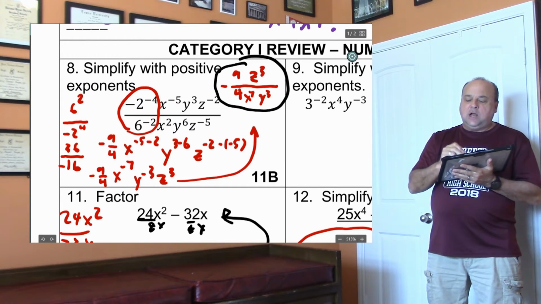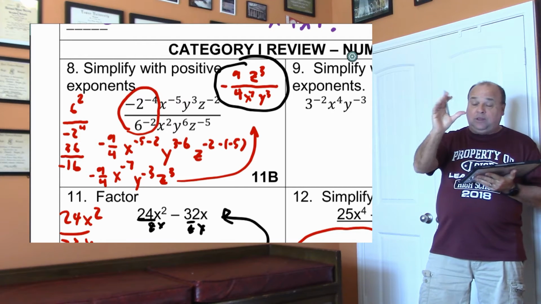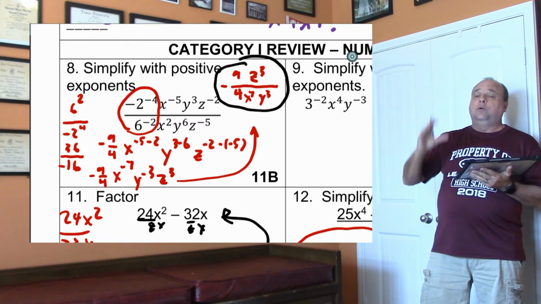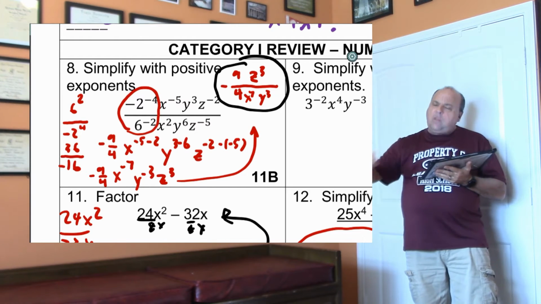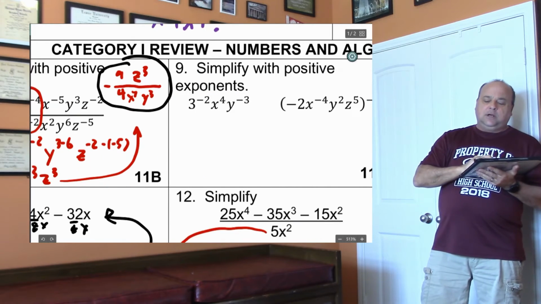You have never done this before. It's going to take some time to get used to this. You don't want to write it with any negative exponents. Remember, you've never done this before. You got to do the work I'm giving you to get the repetition down. Let's go to number 9.